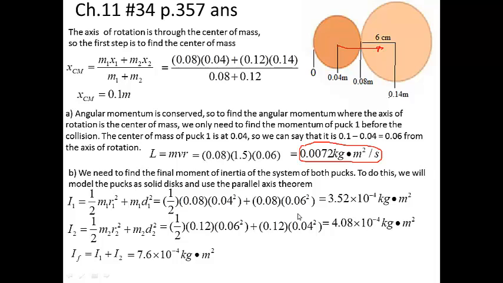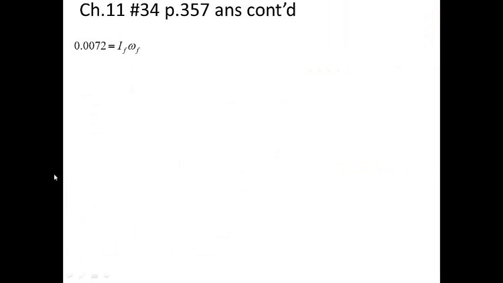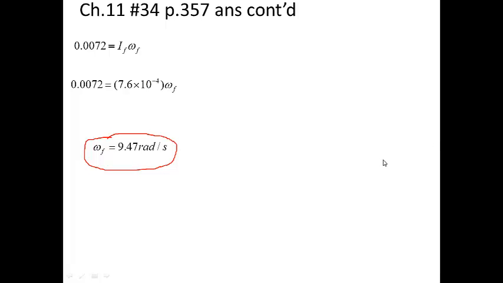Now that we've found our moment of inertia, we can plug it into the conservation of angular momentum. So this number right here is what we calculated for part A. We know that is representative of the initial angular momentum of the system. And this right here is the final moment of inertia times the final angular speed. So if we just plug in the moment of inertia we got on the previous slide, you can just solve for omega f, and you get that omega f equals 9.47 radians per second. And that is our final answer.